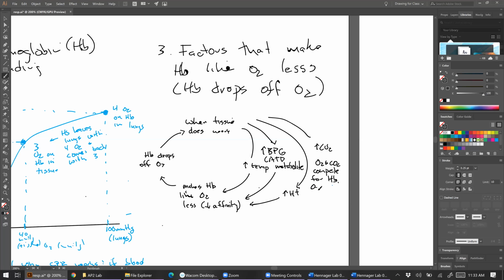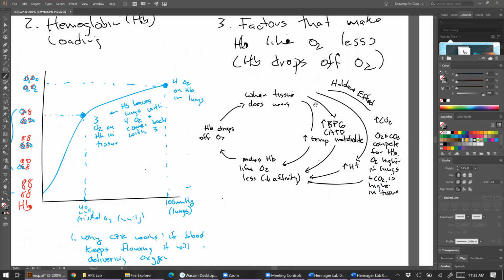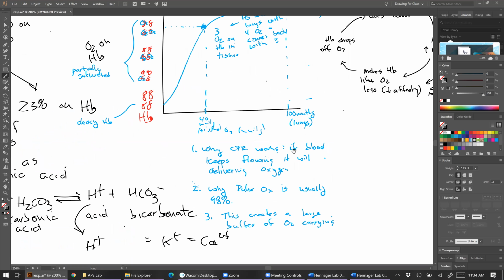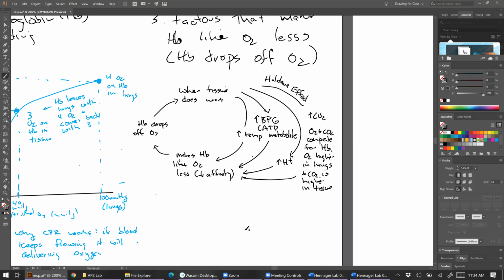And oxygen's higher in lungs, and CO2 is higher in tissue. And this one's so important that it has a name. It's called the Haldane effect. So this is why you also can't have CO2 too high, and why it's carried as carbonic acid. So then you don't have CO2 kicking oxygen off of hemoglobin where you don't want to kick it off.